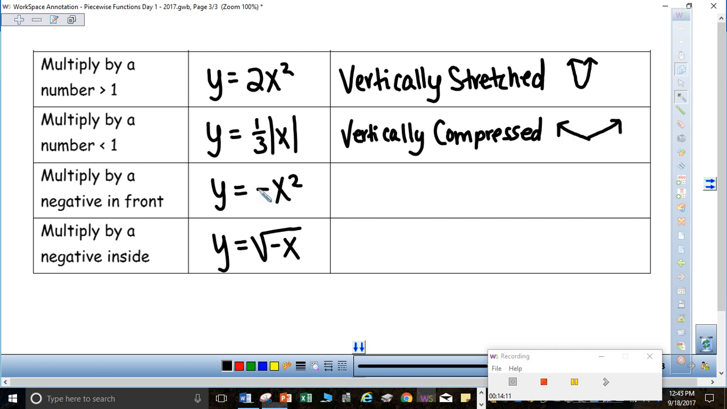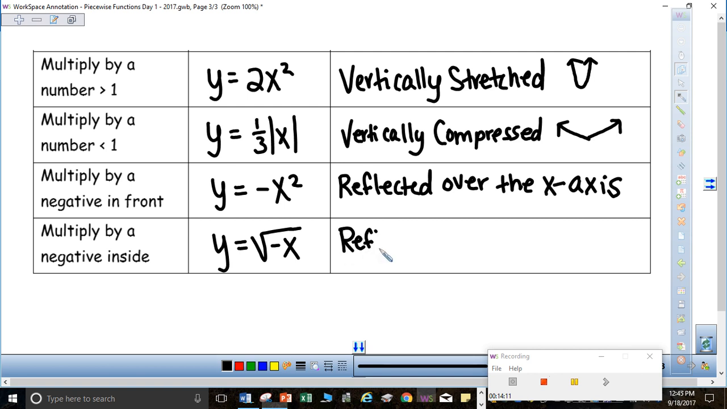All right, putting a negative out in front, you may have noticed that it flipped over the x-axis. A mathematical way to say that is that it's reflected over the x-axis. And with a negative on the inside, what you should have noticed is that it reflects over the y-axis. So here's how we can think about these reflections.